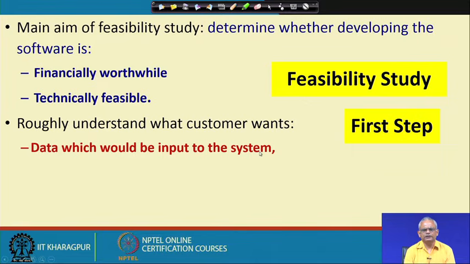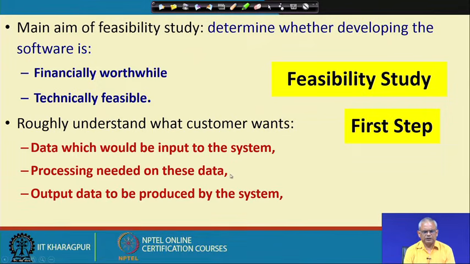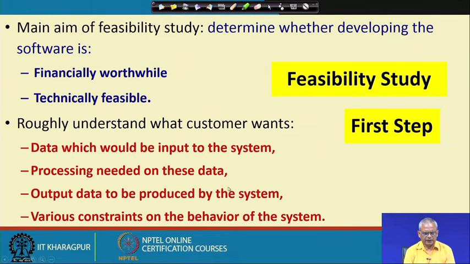To understand what the customer wants, we need to understand what are the features of the software, that is, what sort of data will be input, what is the volume of this data, what is the processing that needs to be done on this data, and this basically becomes the code to be written, and what are the outputs to be produced by the system, and then what are the various constraints on the behavior of the system.